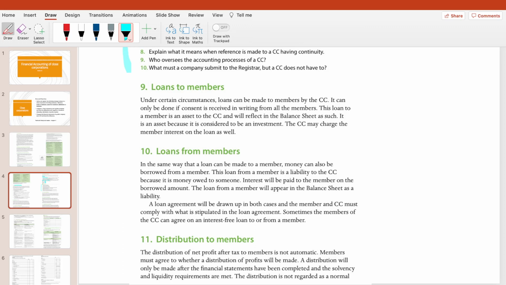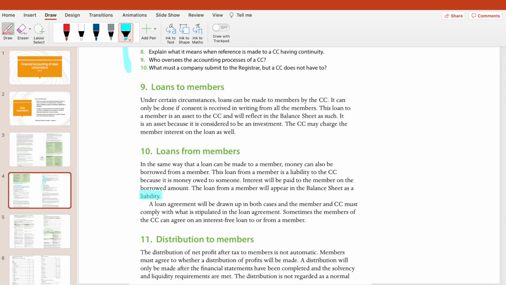Maybe the CC needs some money to grow or to expand or buy stock, whatever the reason may be. So money can also be borrowed from a member. That can be cheaper than to borrow it from the bank or somebody else. And this loan from a member is then a liability to the CC, because the money is owed to someone else, and interest will also be paid to that member. A loan from a member will appear then on the balance sheet, and that will be shown as a liability.